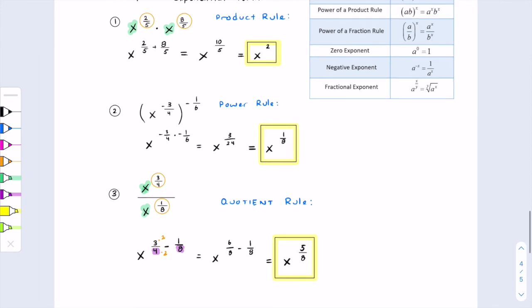There are multiple ways to get to these answers. If by chance you want to convert to radicals, you can do that. I don't think that would be helpful in this case, but that is always an option.